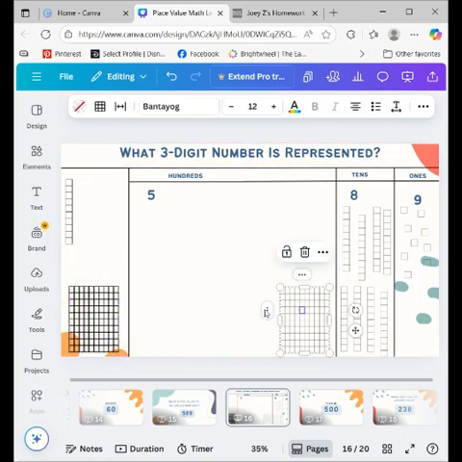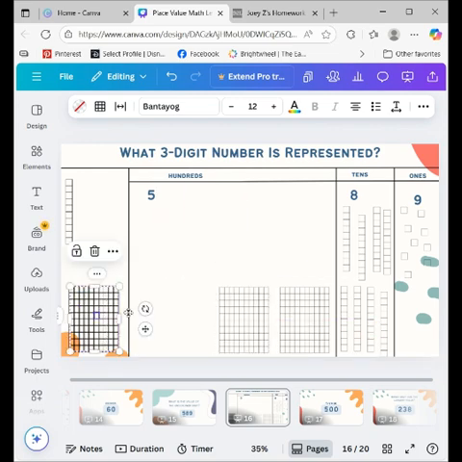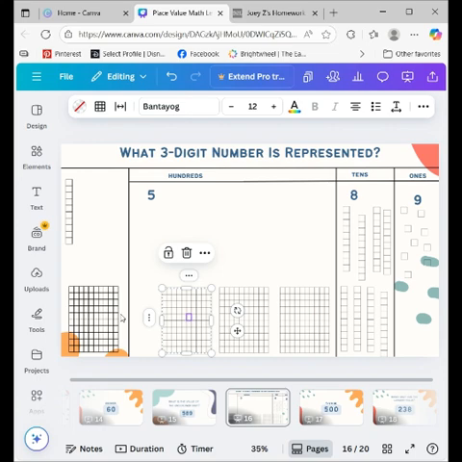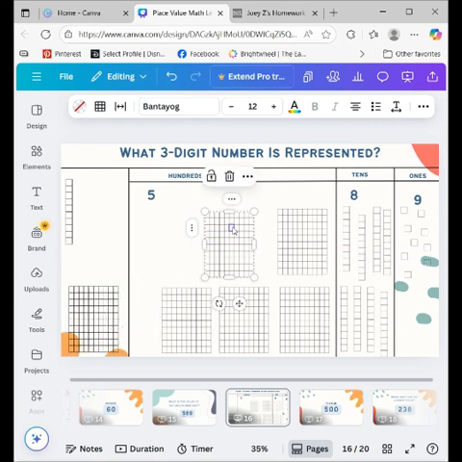1, 2, 3, 4, 5. And so we're going to count by hundreds to double check we have 5. So this is 100, 200, 300, 400, 500.